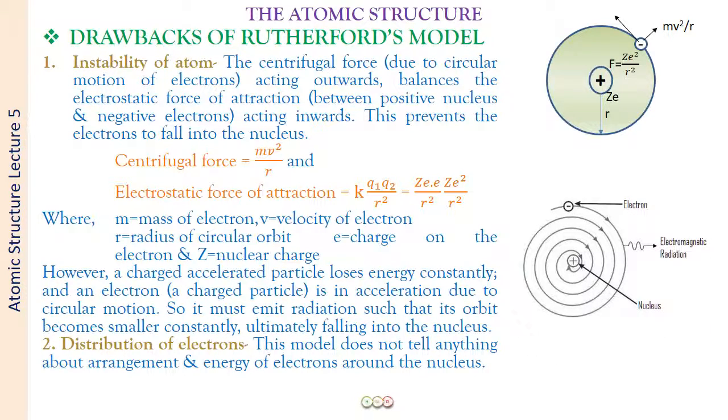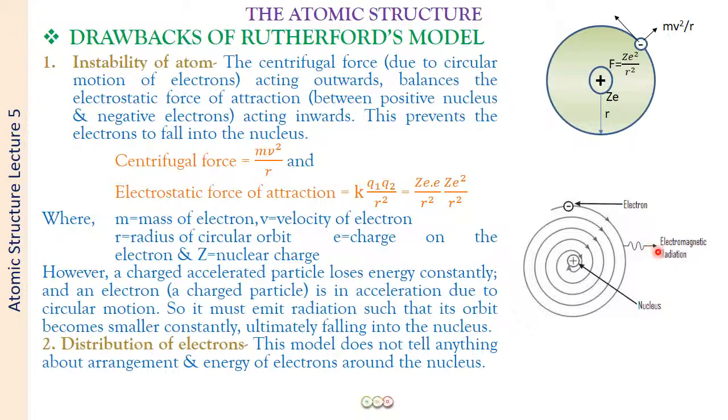So let us understand this also with a diagram. Basically, what Maxwell said was that a charged accelerated particle loses energy. Now the electron is negatively charged. It is moving in a circular path, and although its speed is uniform, at every instant its direction is changing because it is moving on a circular path, right? So we can say that the electron is a charged accelerated particle, and according to Maxwell, it has to lose energy.